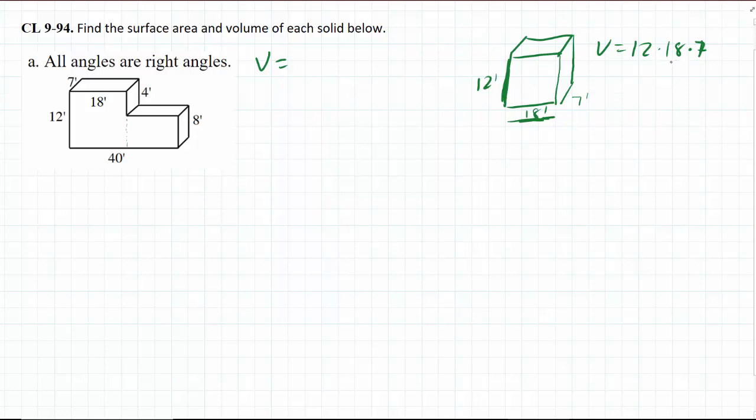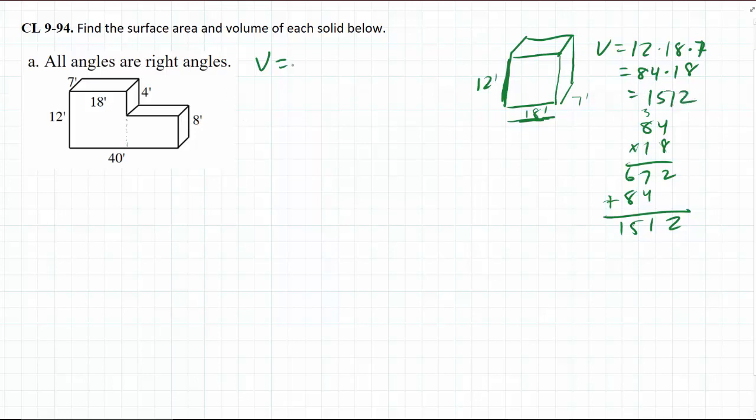Let's go ahead and do 12 times 7. We know 12 times 7 is 84, and then times 18. So 84 times 18. 4 times 8 is 32. 8 times 8 is 64, plus 3 is 67, and then 84 times 1 is just 84. We'll add it together, and we get 1,512. So this first part's 1,512 plus, let's do it in a different color.